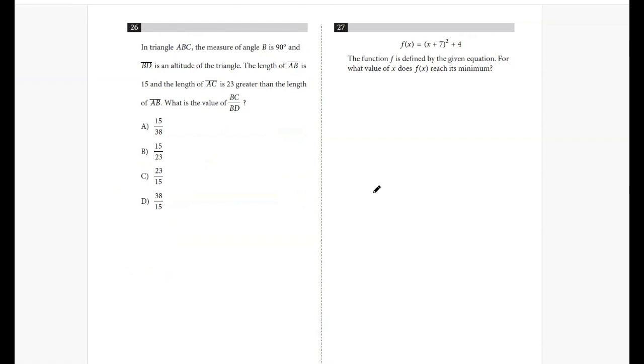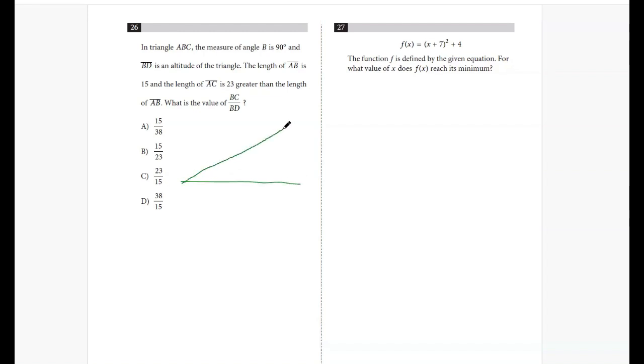Triangle ABC, the measure of angle B is 90 degrees and BD is an altitude of the triangle. The length of AB is 15 and the length of AC is 23 greater than the length of AB. What is the value of BC over BD? So I'm going to go ahead and draw the triangle out here.